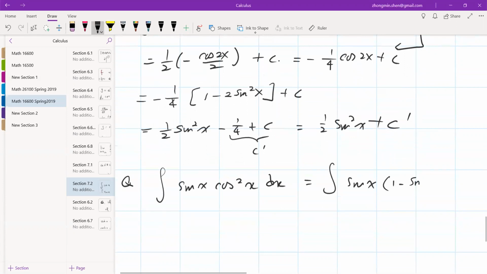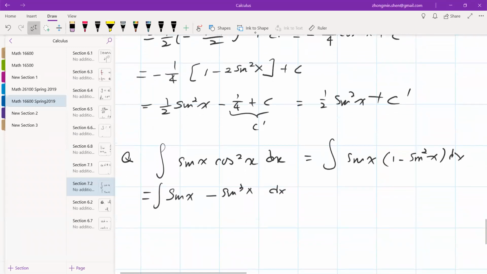Oops. Integral of sine x times 1 minus sine squared x dx. So it's going to be the integral of sine x minus sine cubed x. If you know the integral of sine cubed x, you are able to solve the problem, right? But here we're going to use a substitution.